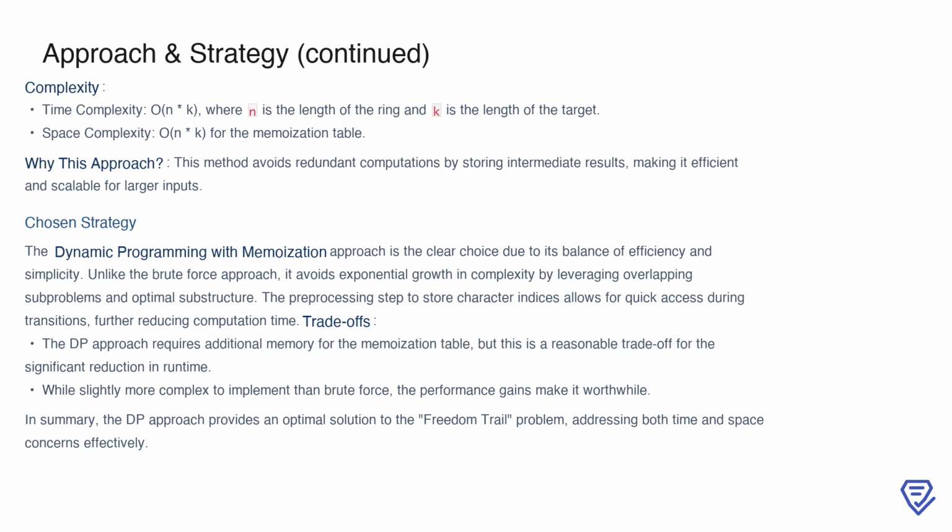While this method does require extra memory for the memoization table, this trade-off is justified by the significant reduction in runtime. The dynamic programming approach strikes an excellent balance between simplicity and efficiency, making it the optimal choice for solving the Freedom Trail problem. Its ability to effectively handle both time and space concerns ensures that it performs well even under larger constraints.